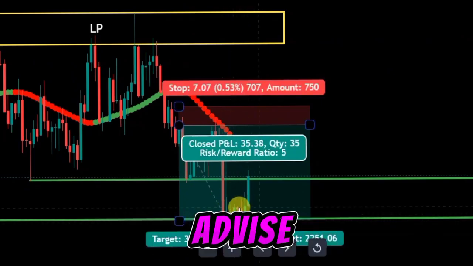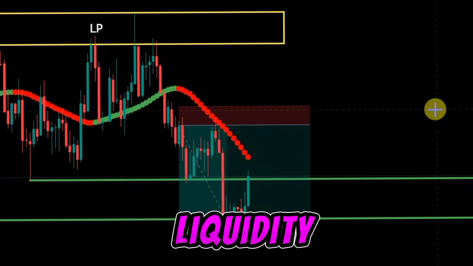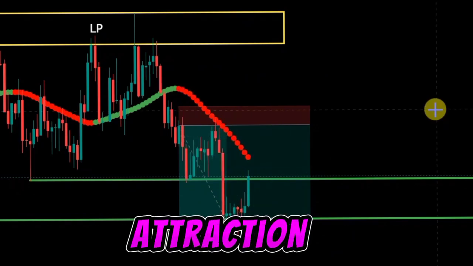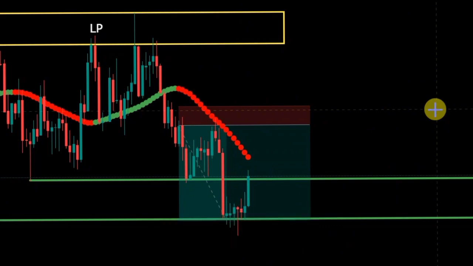That's why I always advise you guys to target liquidity areas as your take profit area, because those are likely to be price attraction areas. You understand? And so that will be all for now.